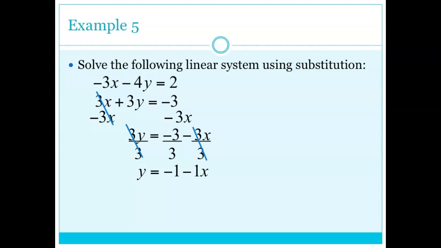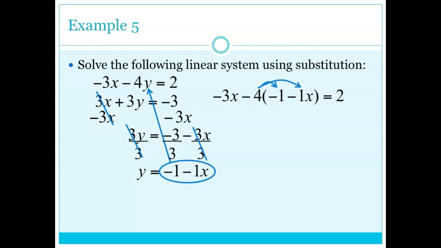And now I can substitute negative 1 minus 1x in for y in the first equation. So this is negative 3x minus 4 times, parentheses, negative 1 minus 1x equals 2. Let's distribute that negative 4. So now I have negative 3x plus 4 plus 4x equals 2. I can add the negative 3x and the 4x together, and that gives me 1x, or just x, plus 4 equals 2. Subtract 4 from both sides, and that gives me x equals negative 2.